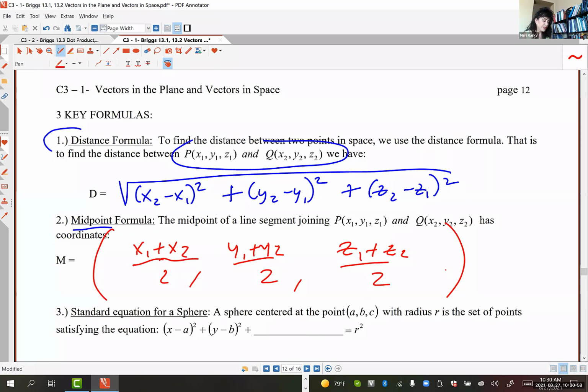Be careful, because sometimes when students are trying to memorize a lot of formulas, in the distance formula you'll notice there's minus signs in between the coordinates, right? But in the midpoint formula, you're taking averages of coordinates. So you've got plus signs here, not minus signs. I've seen students accidentally reverse those, and that's a silly mistake that you'd like to avoid, especially on a quiz or an exam.